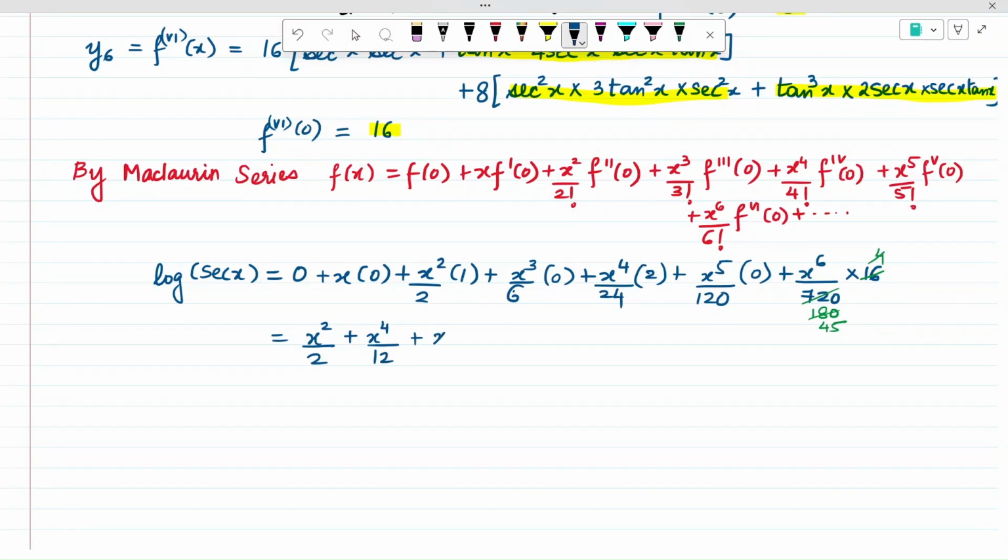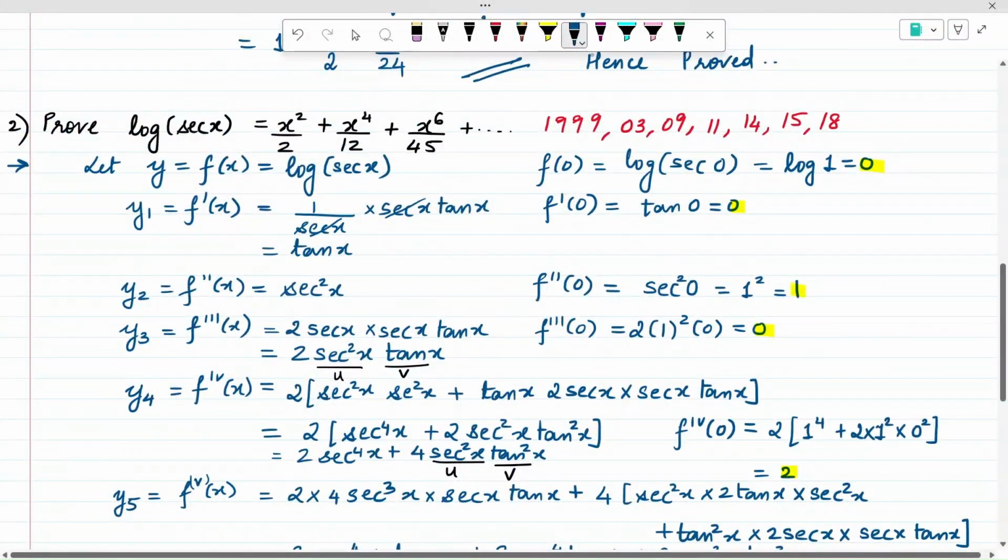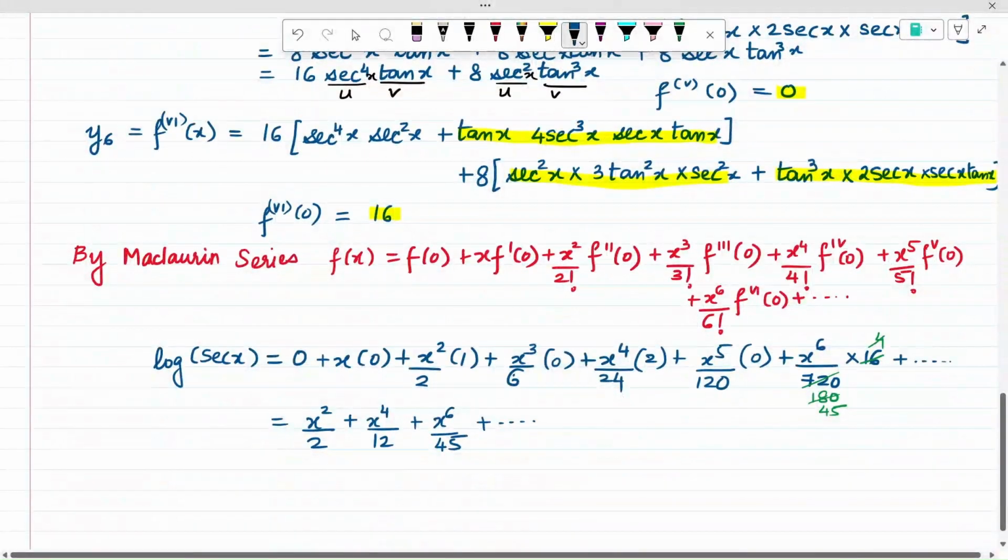You can always use your calculator. And okay, let's not stop there. We always need to put a plus dot dot dot. Okay, so let's see what we were supposed to prove. Have we got that? x squared by 2, x raised to 4 by 12, and x raised to 6 by 45. Same thing. So this is hence proved.